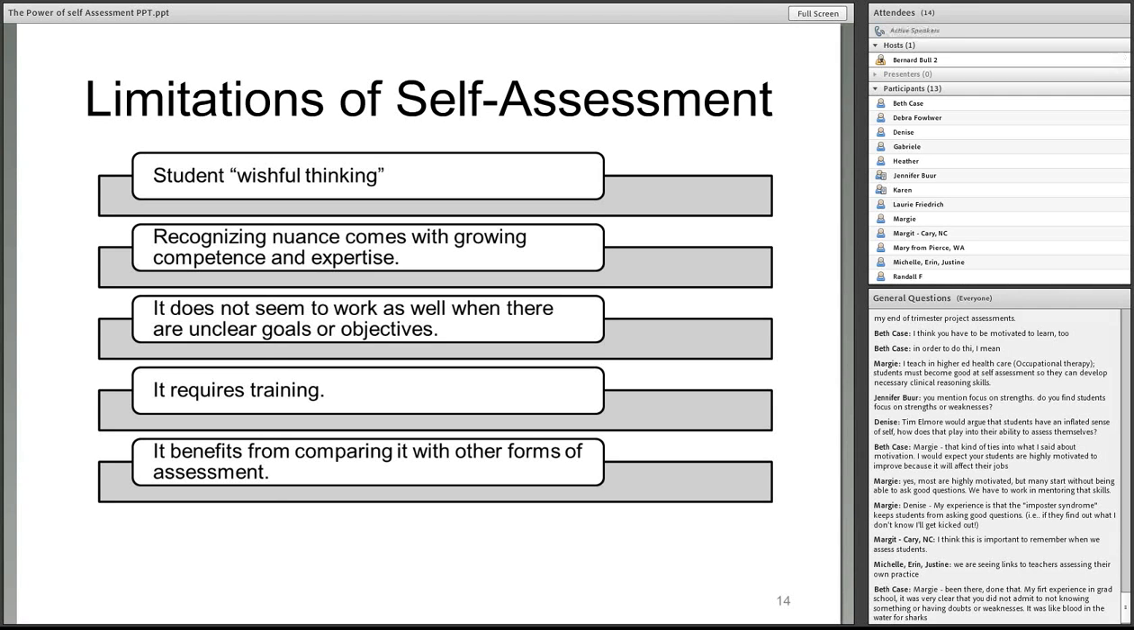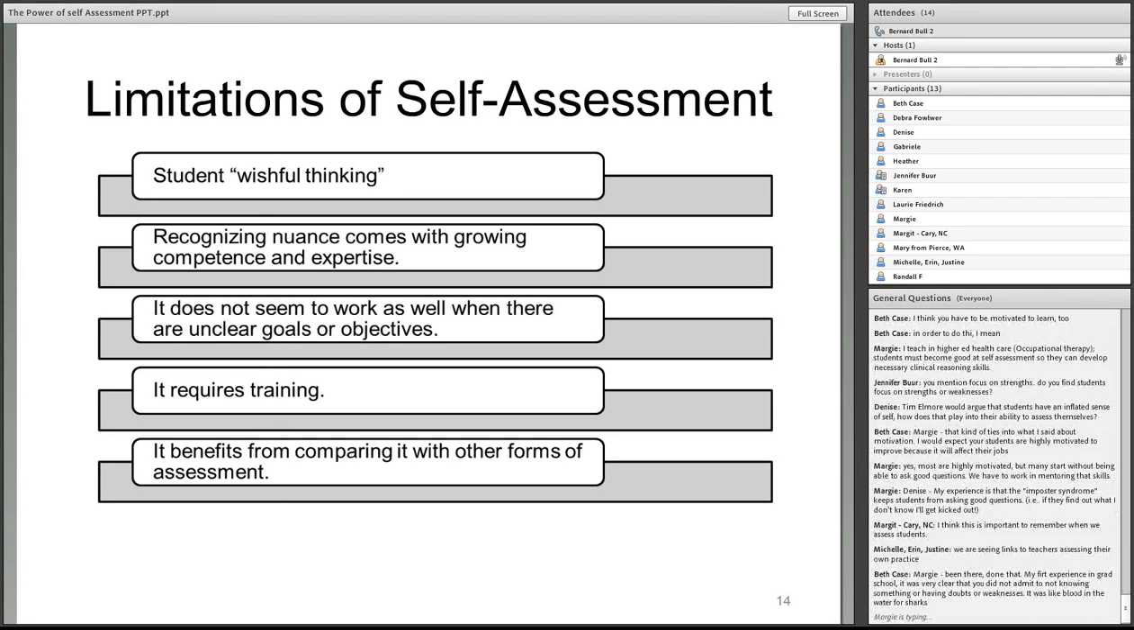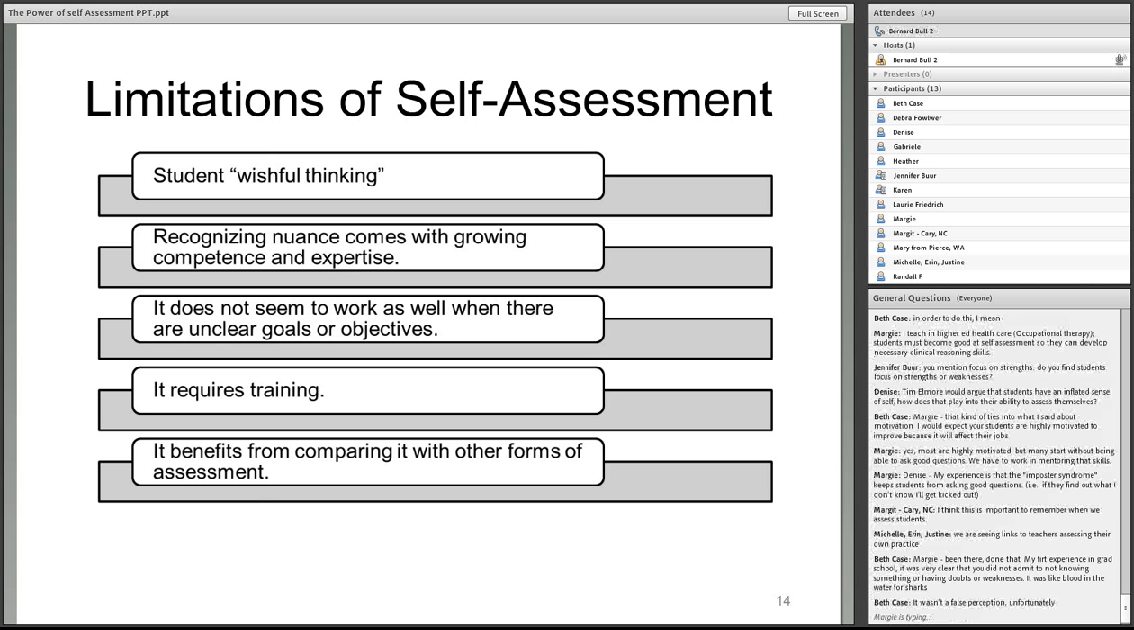And a fourth limitation of self-assessment, that some people point to, is that to do self-assessment well, it actually requires training people on how to do self-assessment. It's not something that we just sort of tell people to do, or we just create an opportunity for it and it happens magically. It's something that actually does require some intentional training.